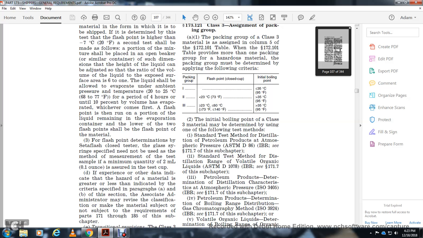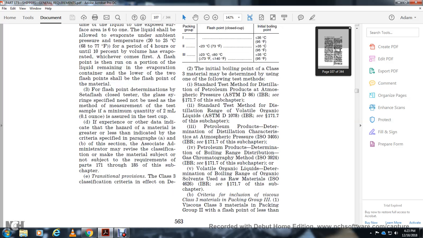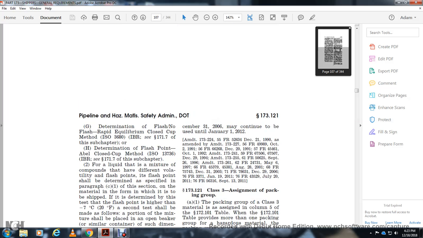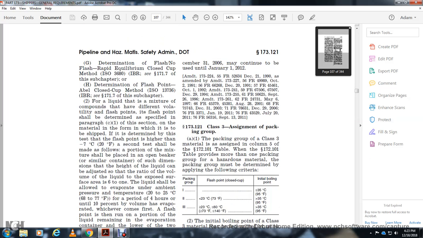A material that does not meet the criteria specified in paragraphs A and B of this section, and that the Associate Administrator has reviewed, may have its classification revised and be treated as not subject to the requirements of parts 171 through 185 of this subchapter. Transitional provisions: Class 3 classification criteria in effect on December 31st, 2006 may continue to be used until January 1st, 2012. 173.121 Class 3, assignment of packaging group.